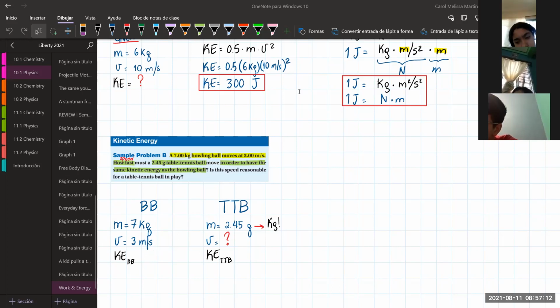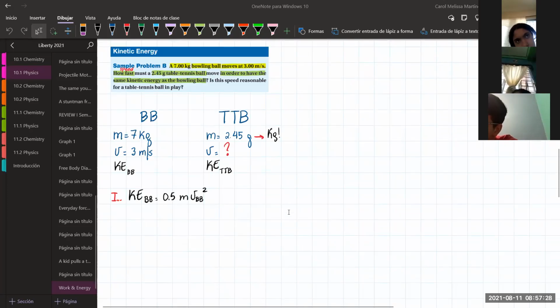So I say, in my first step, kinetic energy of my bowling ball is equal to 0.5 mass times the speed of the bowling ball raised to the second power. That is going to be my equation.